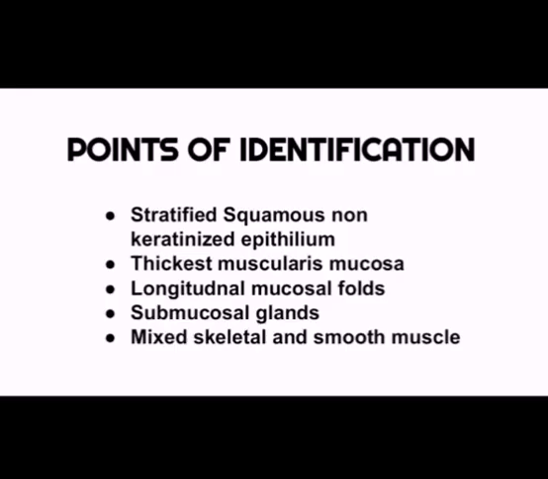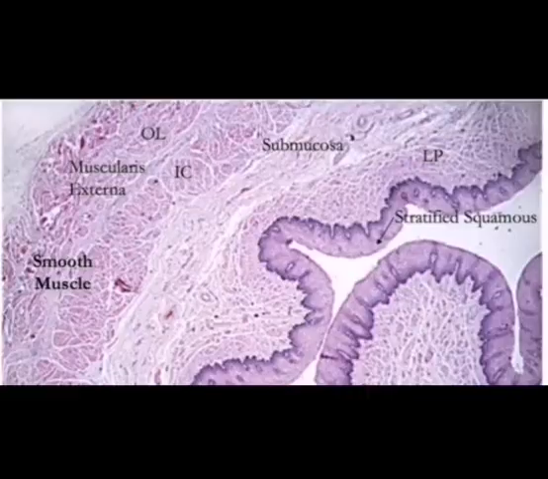Another point of identification is that in the esophagus we do have skeletal and smooth muscle, right? So we have upper 1/3, middle 1/3, and lower 1/3, right? In the upper 1/3, I guess there is more skeletal. In the middle there is mixed skeletal and smooth, and in the lower third there is smooth muscle. I hope I'm not wrong about the upper and lower 1/3, right? But it does have both skeletal and smooth muscles. So these were the points of identification for the esophagus, right? That you will write down in your exam.